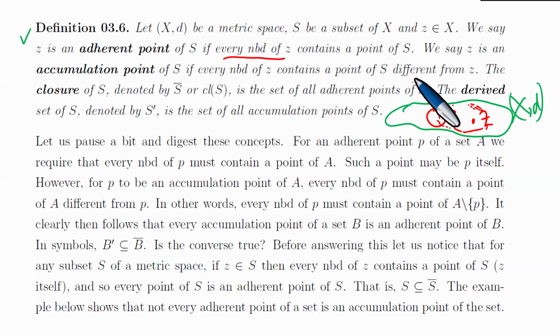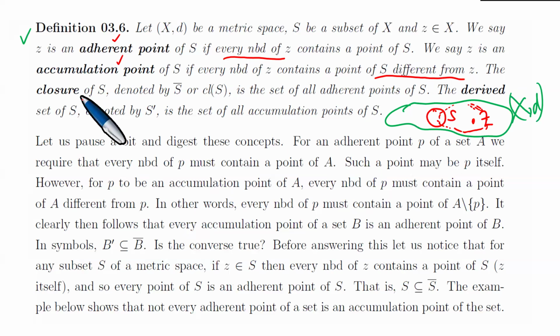We say z is an accumulation point of S if every neighborhood of z contains a point of S different from z. So now, in relation to the adherent point, we have an accumulation point, but for the first time the point of S must be different from z. This is very important. We shall reconcile the two definitions in terms of the difference between an adherent point and an accumulation point.